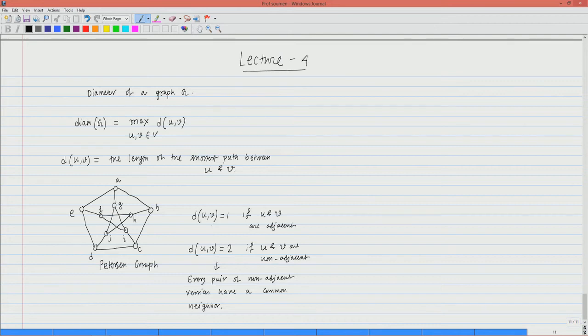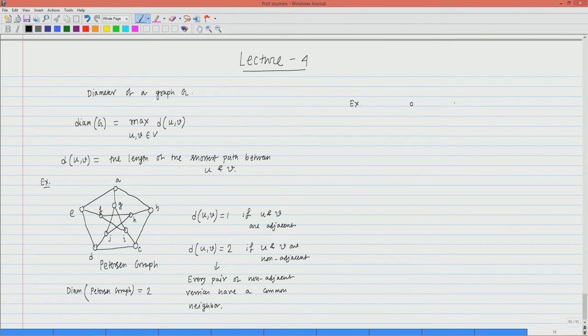So, you compute the distance between every pair of vertices, and you see that for two adjacent vertices the distance is 1, and for any two non-adjacent vertices the distance is equal to 2. So, the diameter of the Petersen graph is equal to 2. Okay. So, this is one example. Let me take another example, so that you do not have any doubt.